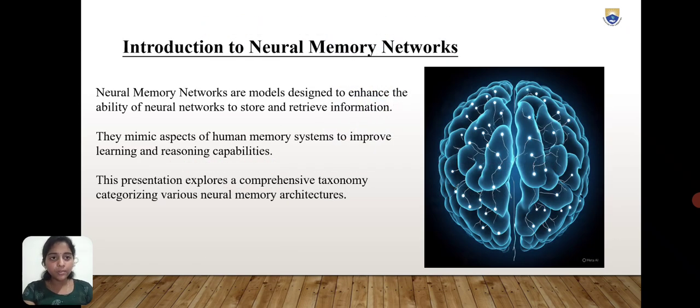Introduction to neural memory networks. Neural memory networks are models designed to enhance the ability of neural networks to store and retrieve information. They mimic aspects of human memory systems to improve learning and reasoning capabilities. This presentation explores a comprehensive taxonomy categorizing various neural memory architectures.